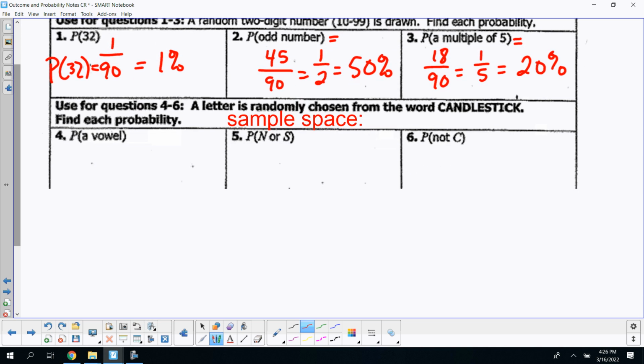Okay, I'd like for you guys to pause your video and answer numbers 4, 5, and 6 in Edpuzzle. But let's talk about the sample space first. We are looking at a letter randomly drawn from the word candlestick. So if we look, there are 1, 2, 3, 4, 5, 6, 7, 8, 9, 10, 11. There are 11 letters in the word candlestick, so our sample space will be 11. You can use that and answer the questions 4, 5, and 6 in Edpuzzle.